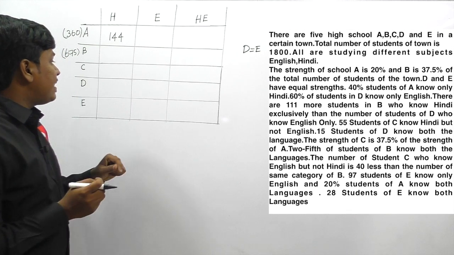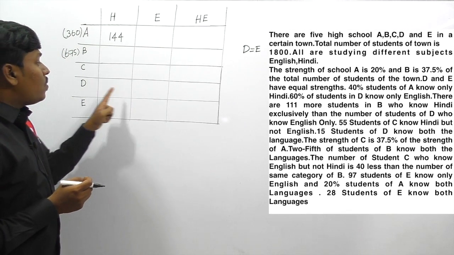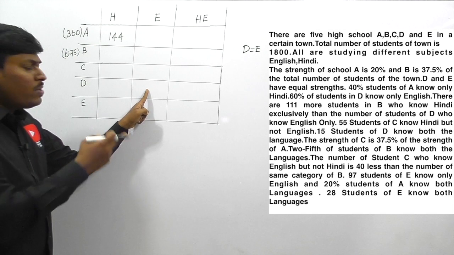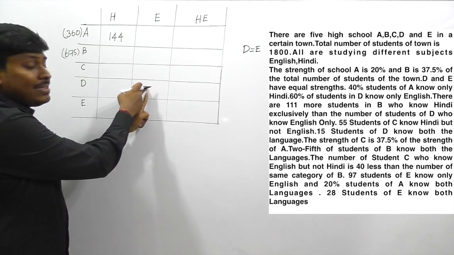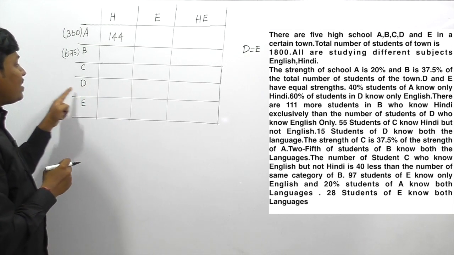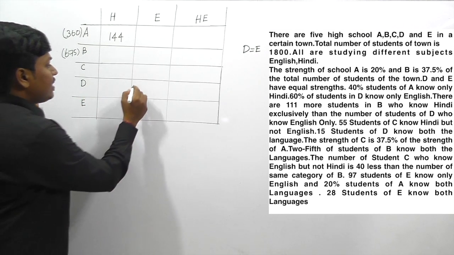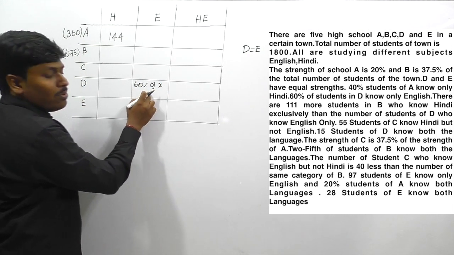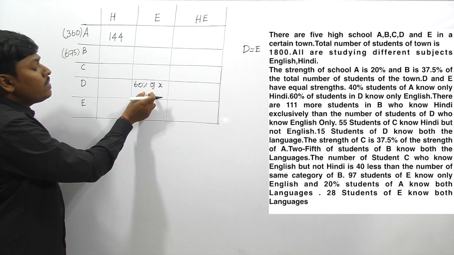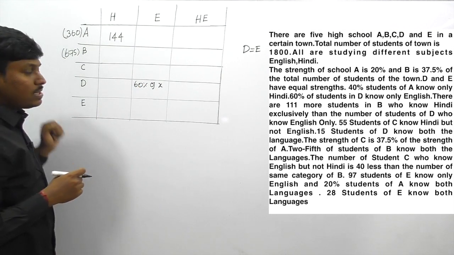So friends, they are saying that 60% of D is learning only English, but we don't know how many students are there in D, right? If we knew, then we could find what 60% is, but here we don't know the strength of D. So let me take it as a note that 60% of X. Here we need to find 60% of D. So the resultant will be students who are studying only English, right?